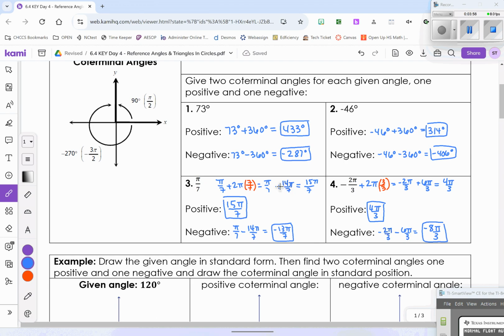Now, these aren't the only answers. There's actually an infinite number of solutions that we can have because we can keep adding 360 or 2 pi or keep subtracting 360 or 2 pi. So these are just one possible answer.